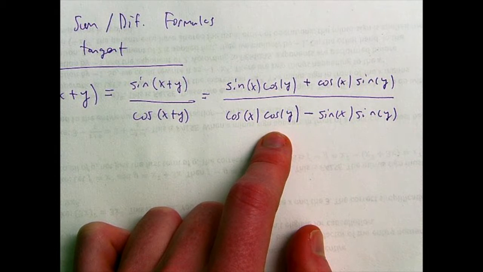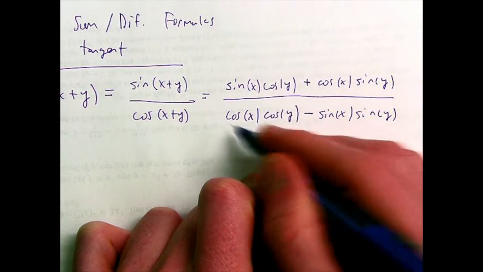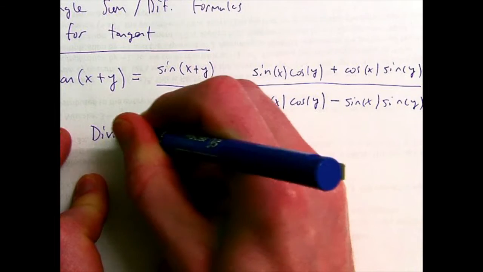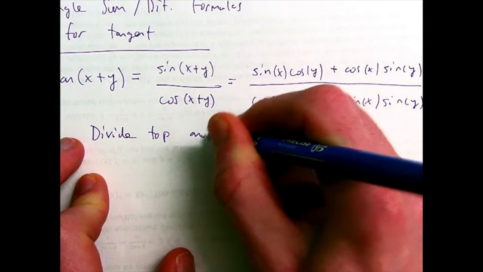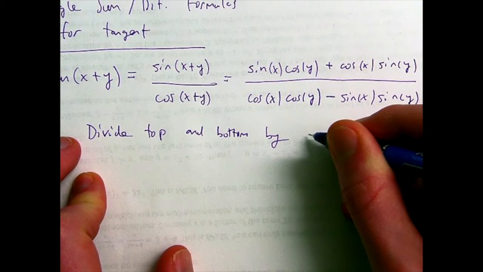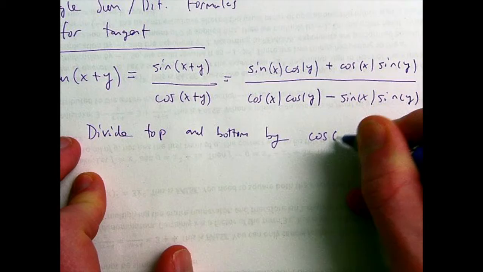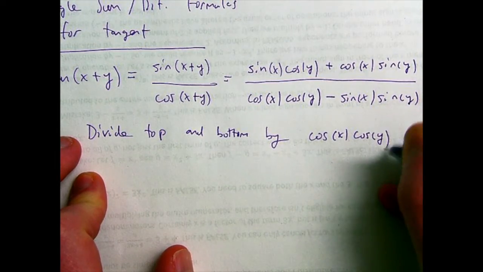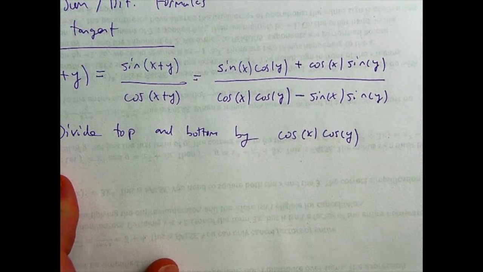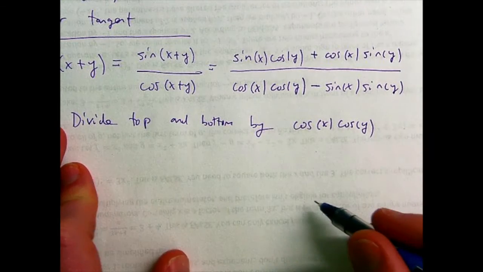Basically what we're going to do is a trick. We are going to divide top and bottom of this whole fraction by the following expression: cosine of x times cosine of y, which is the expression that appears right here, by the way. And certainly you're allowed to divide the top and bottom of a fraction by whatever thing you want, right? I mean, that's what we do when we're reducing fractions.